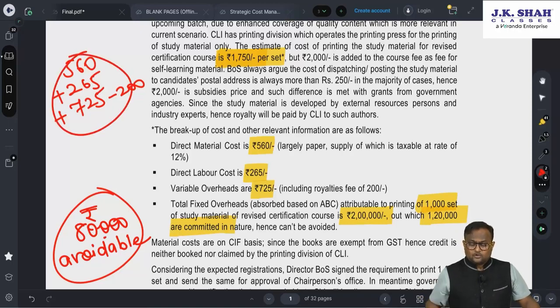So this 1350 into 1000 will be 13,50,000, plus 80,000, 14,30,000 will be the cost for me. They are charging 14,50,000. If I produce in-house, it will be 14,30,000. It is advisable to go for self-printing rather than outsourcing it.